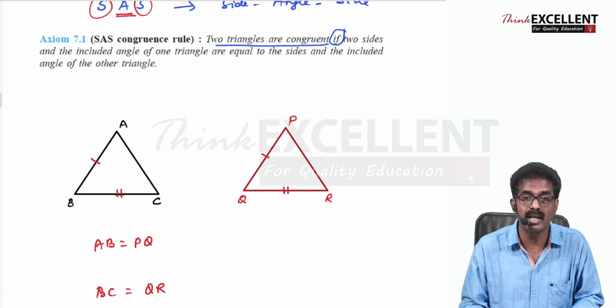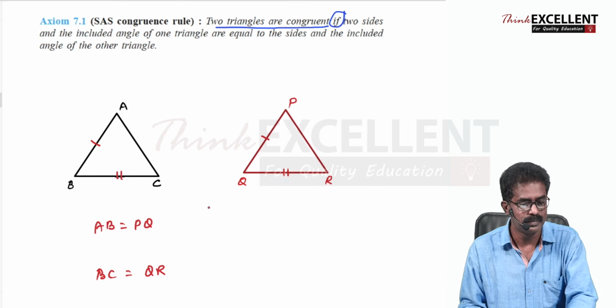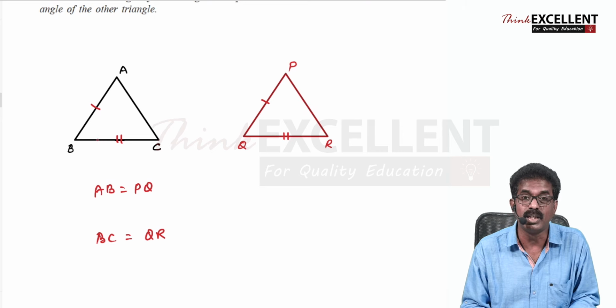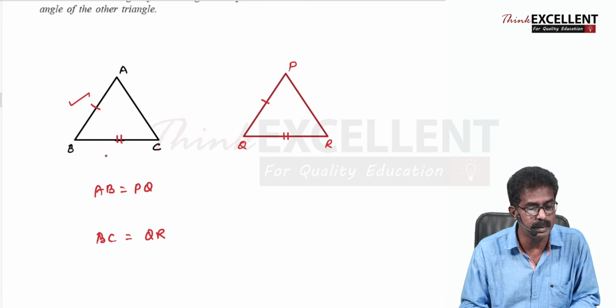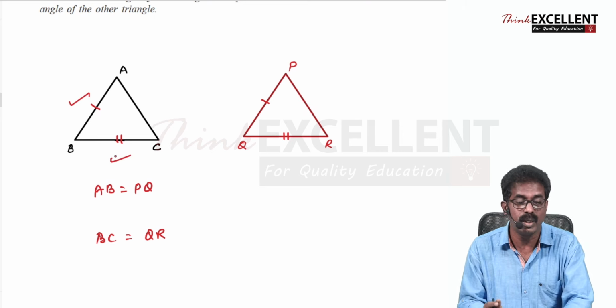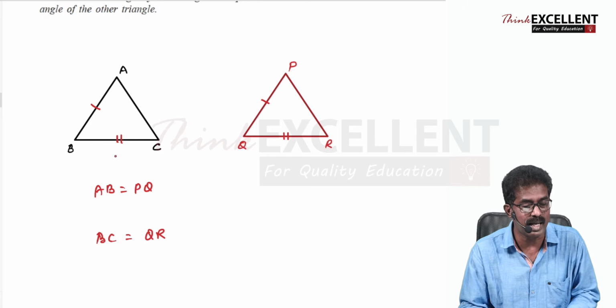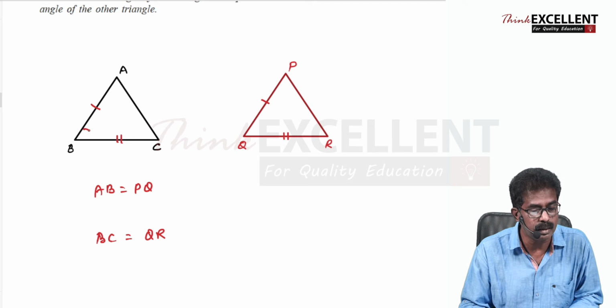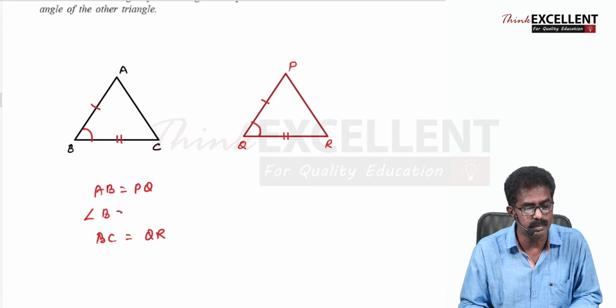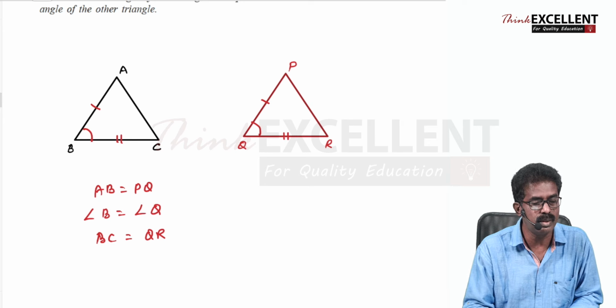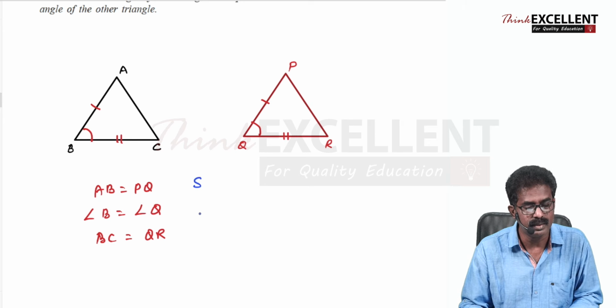Then which angle must you have? Two sides and the included angle. Here I am taking AB and BC. So which is the included angle? The angle formed by these two, AB and BC. What is that? Angle B, right? So angle B must be equal to angle Q. So this we call side, two sides and the included angle, SAS.